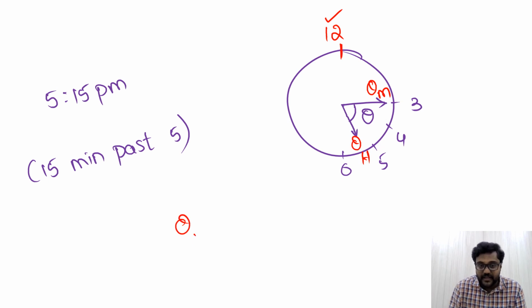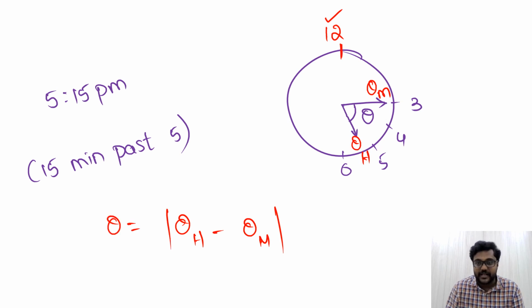Then the difference between the hour hand and minute hand is the angle between the hands. How are we doing this? Instead of calculating the angle between the hands directly, the easy way is to calculate the hour hand angle with respect to 12 and the minute hand angle with respect to 12. The difference between these two is nothing but the angle between the hands.